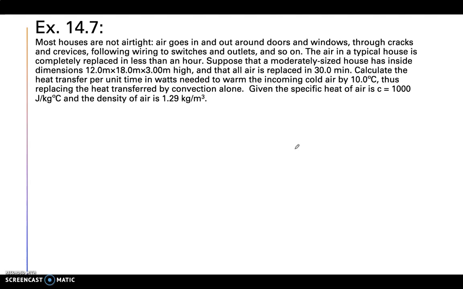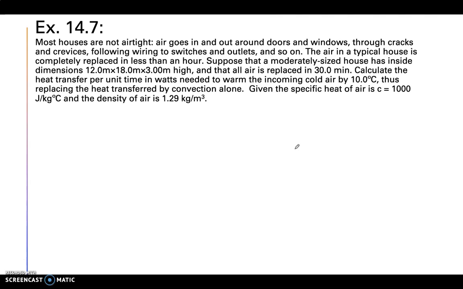This is 14.7. It states that most houses are not airtight. Air goes in and out around doors and windows, through cracks and crevices, following wiring to switches and outlets, and so on. Okay, the air in a typical house is completely replaced in less than an hour.